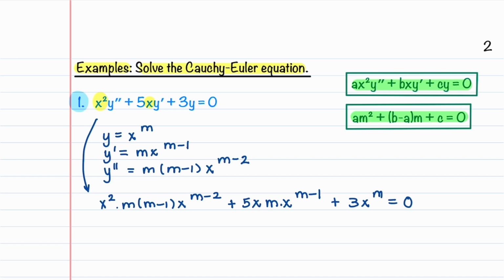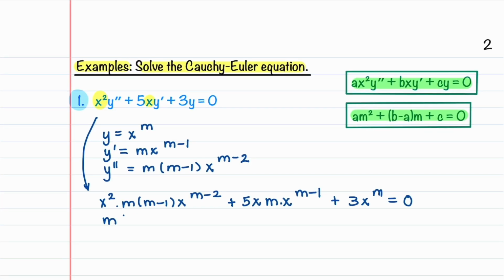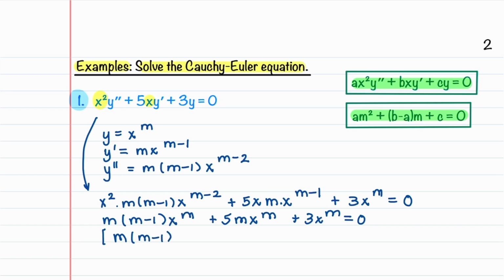Let's combine our x's in each term, and we get m times m minus 1, x to the m. The 2 and the minus 2 cancel out. And then we have 5m x to the m. The x to the 1 and x to the minus 1 cancel out. And then we have 3x to the m. Let's now factor out x to the m. So we're left with m times m minus 1 plus 5m plus 3. That all multiplies x to the m, and that's equal to 0.